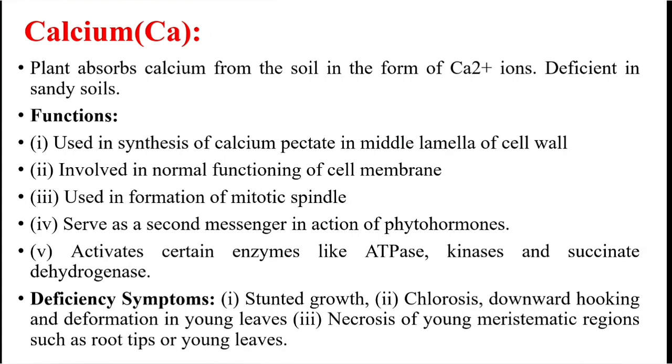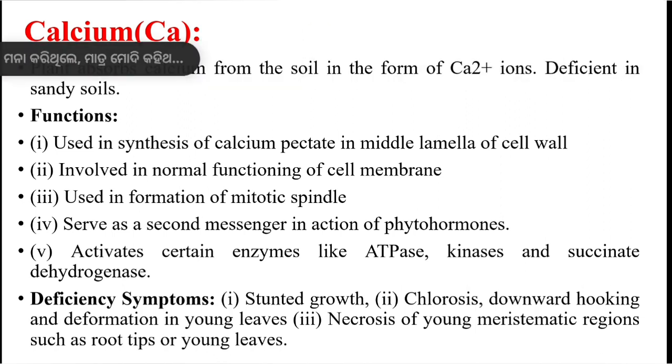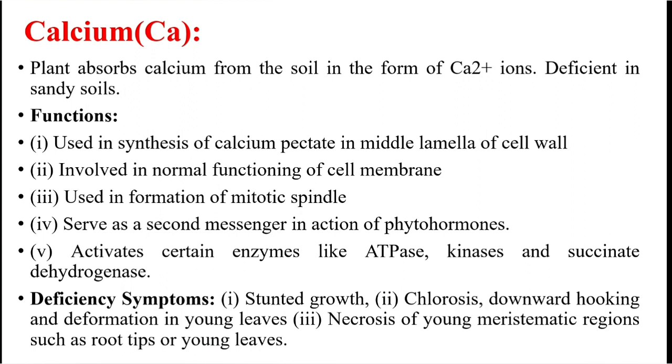Then calcium. Plants absorb calcium in the form of calcium ion. Function: it is used in synthesis of calcium pectate, and calcium pectate is used in the formation of middle lamella. Involved in normal functioning of cell membrane. It is used in formation of mitotic spindle. Then serves as secondary messenger in action of phytohormones, activates certain enzymes like ATPase, kinase, succinate dehydrogenase.